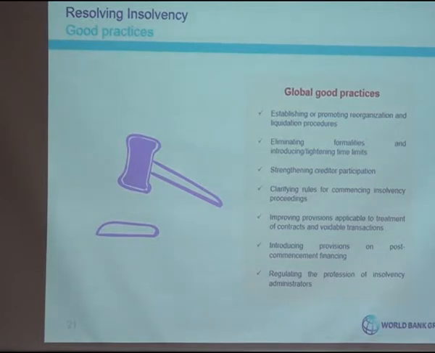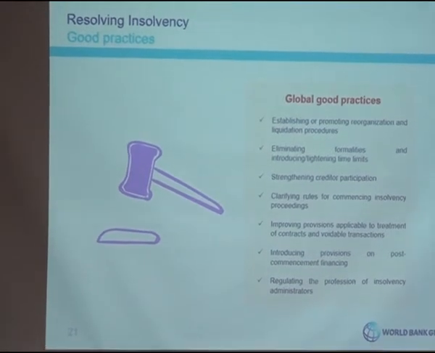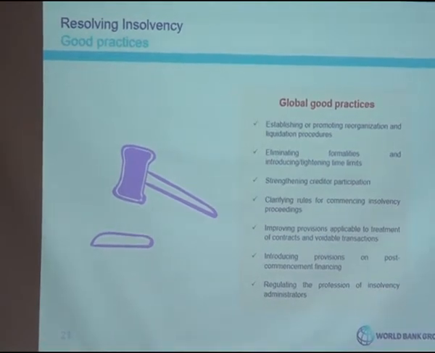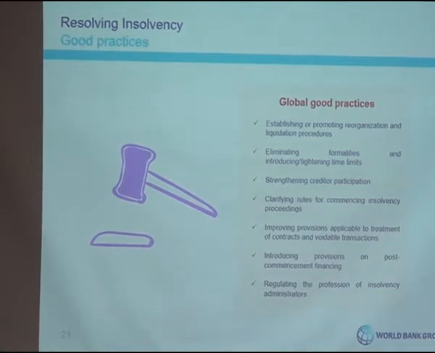So what are the global good practices that we discussed earlier? It is recommended to establish and promote reorganization and liquidation procedures. It's also recommended to eliminate formalities and introduce tightening time limits. It's also important to strengthen the creditor participation in these procedures. It's also important to clarify rules on how to commence insolvency proceedings.